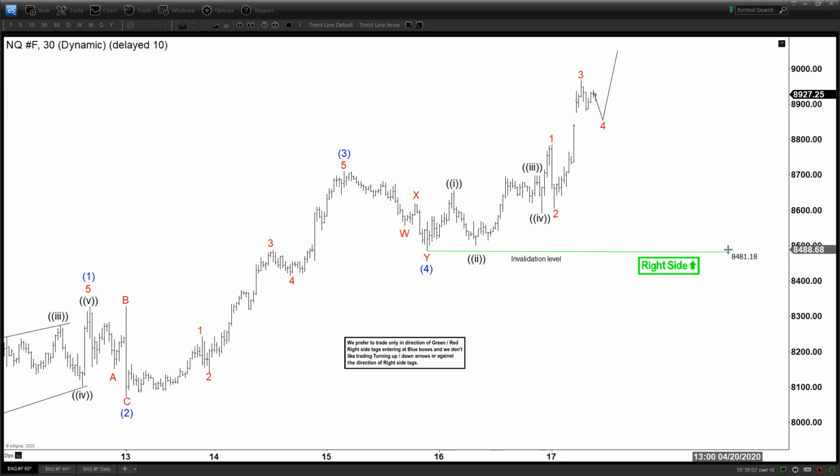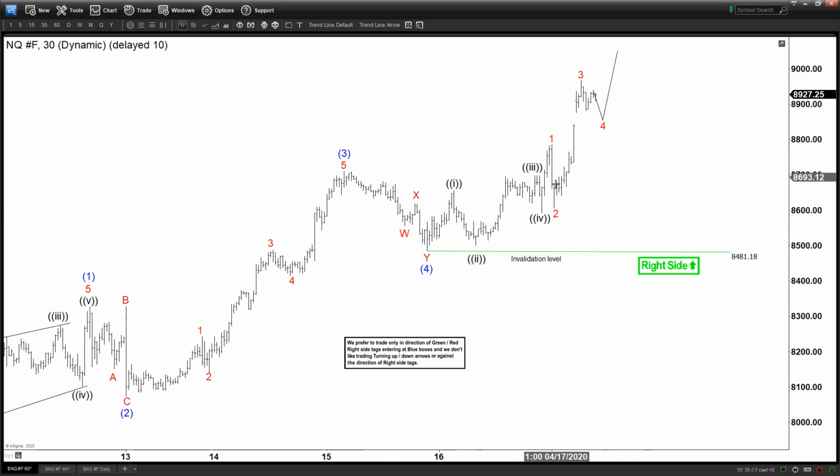Today we are going to be looking at the chart of the Nasdaq. This is a 30 minutes chart. We can see right here the rally is an impulse with a lot of extension and a lot of clear 5 waves subdivision. We got this 1 and 2 here, and now this is 3 and 4. That means we are now within wave 5.